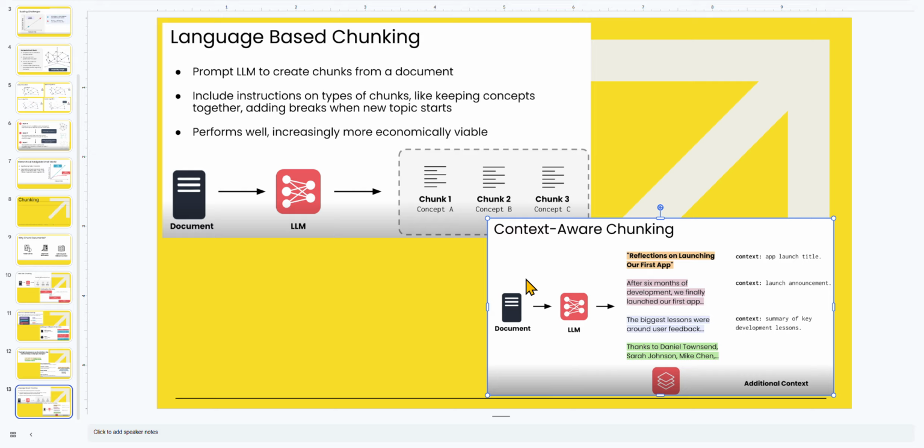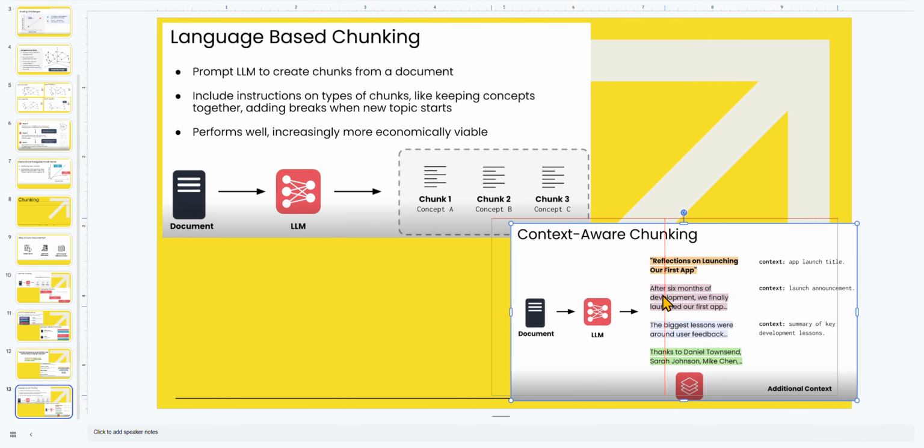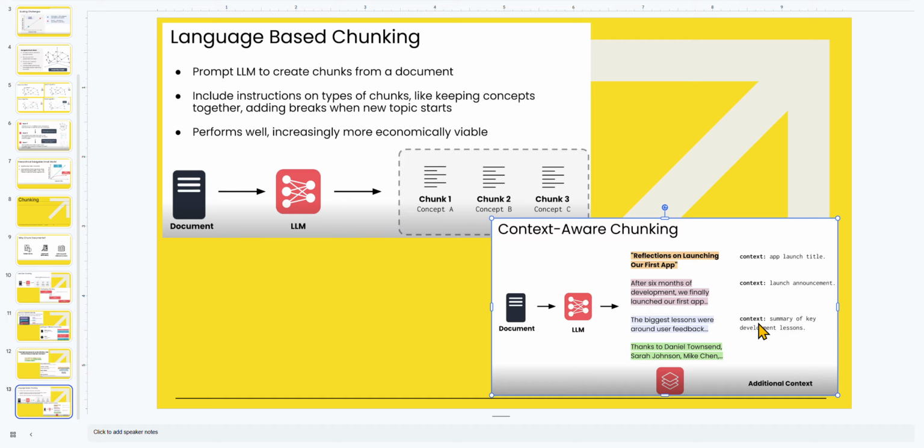Okay, and one more strategy is context aware chunking. So what you do is you ask the LLM to enrich the metadata of this chunk by providing a summary of the chunk. So let's say there were certain chunks, and then you ask the LLM, what is this chunk talking about? What is the meaning of it? And then what is the context? What is the summary and stuff like this, right? So this gives additional context to this chunk, and you attach this additional information in the metadata.